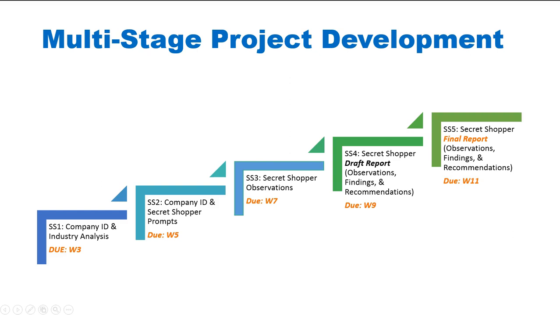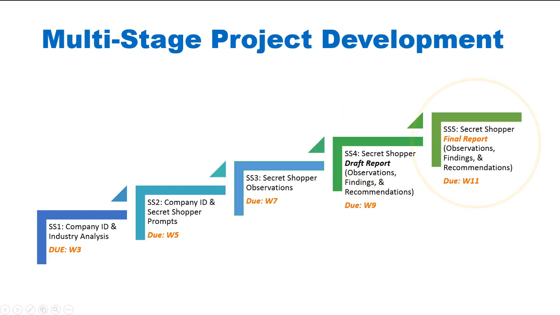Here again are the 5 stages to the Secret Shopper project. By now, you will have completed stages 1, 2, and 3, where you developed an industry analysis against the business of choice, and then also developed performance standards against which you then observed the business and wrote down your notations. So now you will take what you have and draft a report. You will include your observations here, as well as draft at least 3 findings and recommendations.